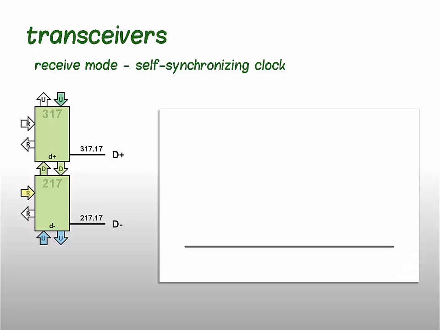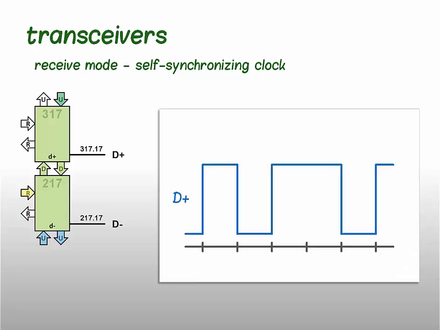Assume this is a time axis with marked 16t intervals. This would be a signal on the D+ line. The arrow indicates that we start from the idle state. The algorithm starts waiting for a rising edge. When it arrives, we start counting an 8t interval to get to the midpoint of this bit. Here we read the state of the D+ line.